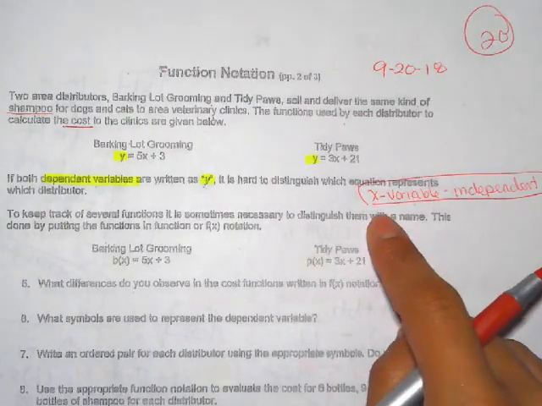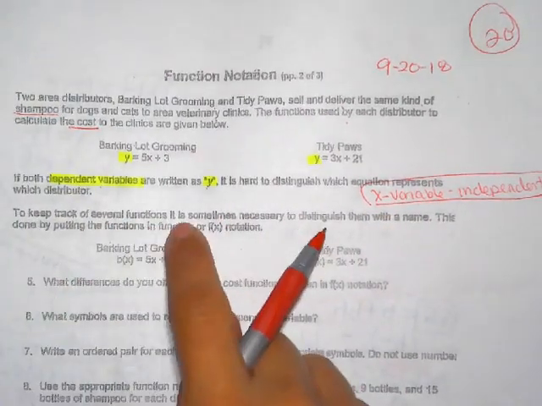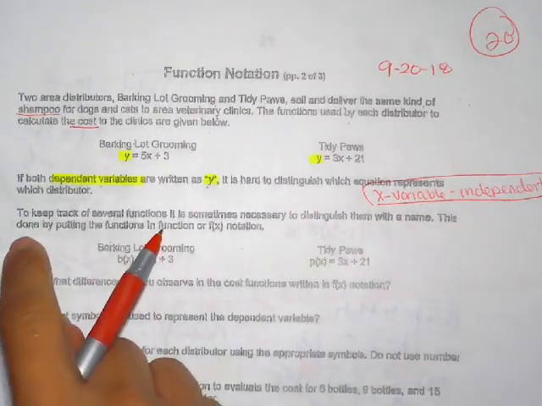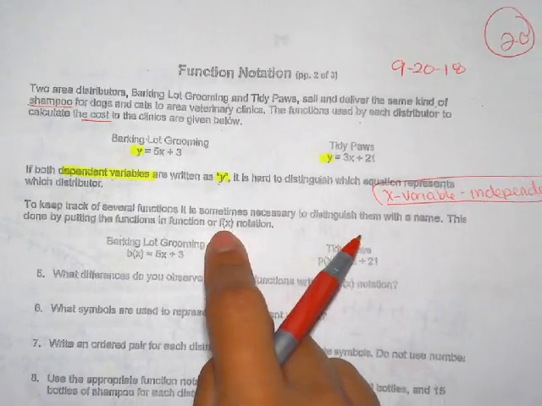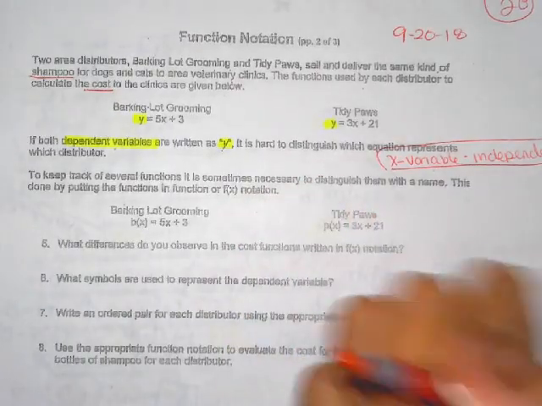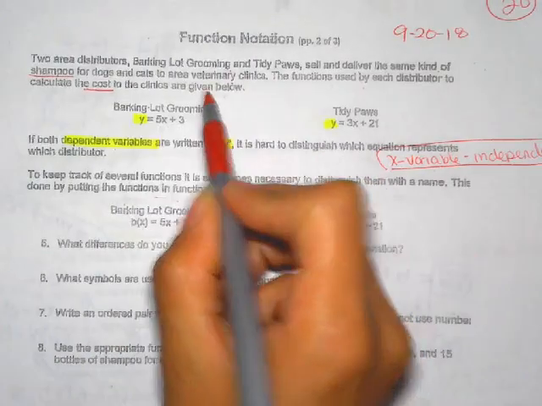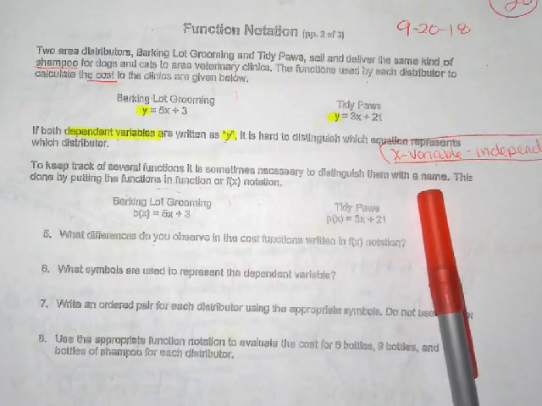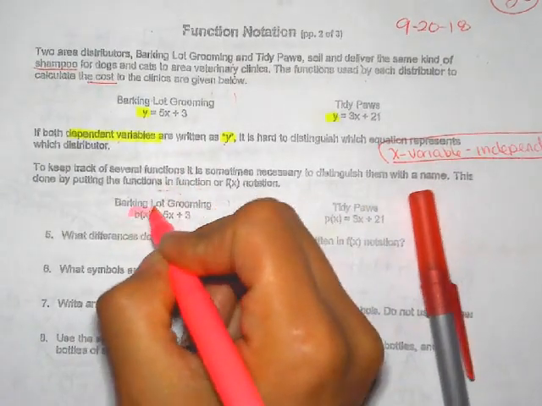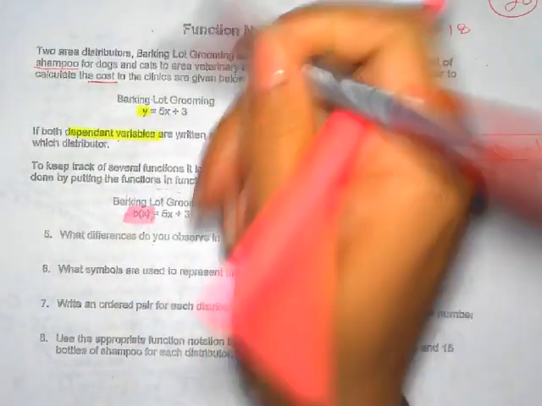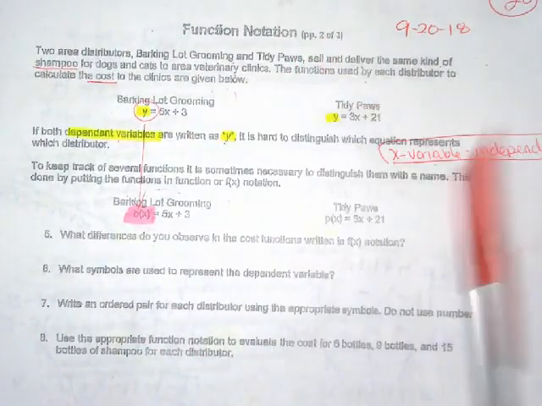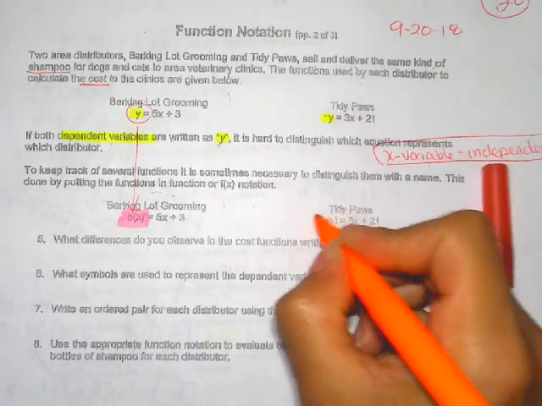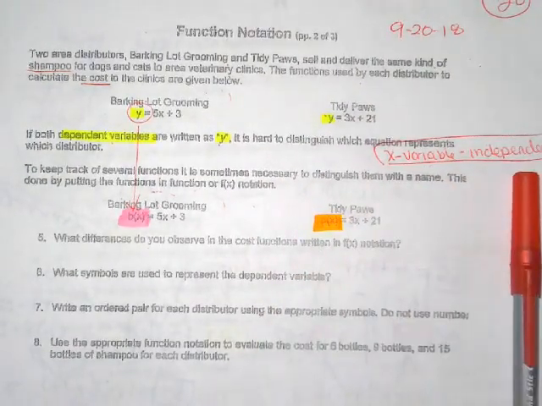All right. Next part. It says to keep track of several functions, it is sometimes necessary to distinguish them with a name. This is done by putting the function in function or f of x notation. What is the difference between this new equation and the last equation? Very good. Just the bx, right? It used to be y. Now it's bx. This one used to be y. Now it's px.